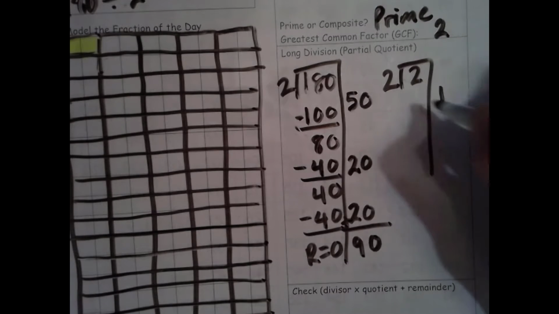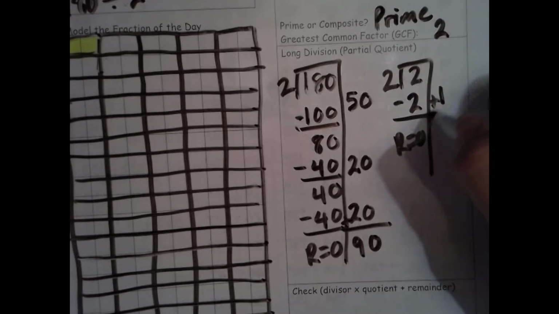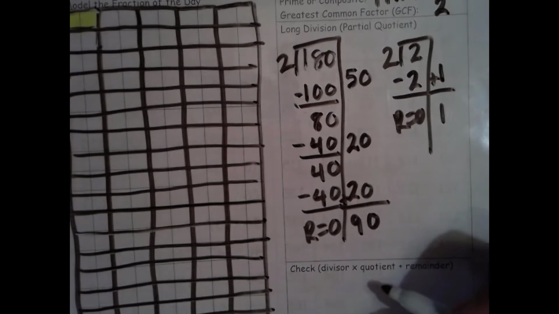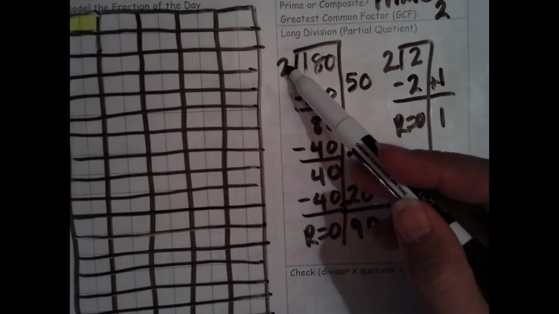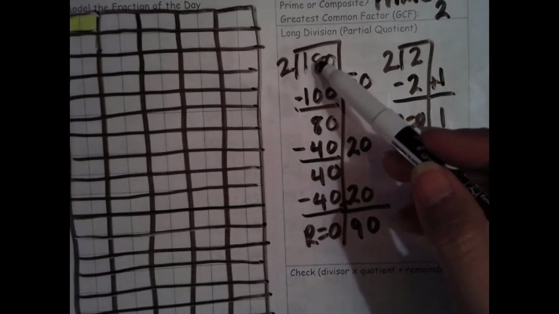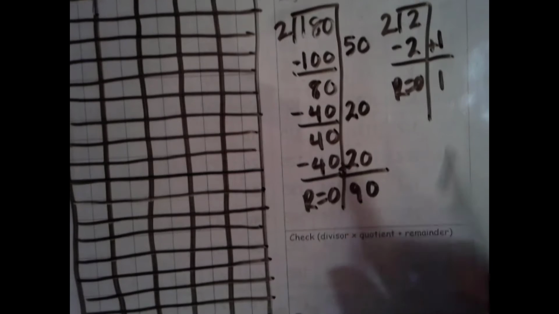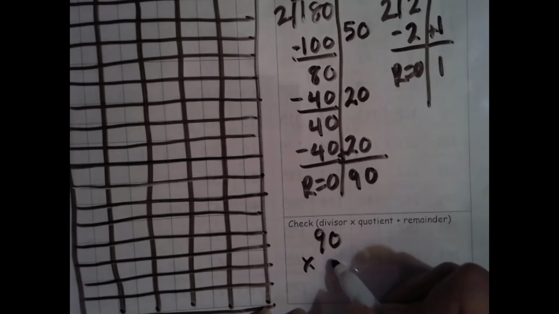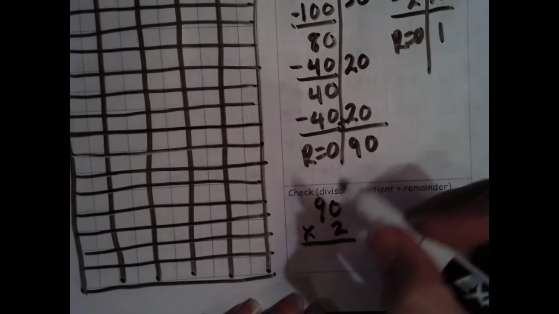And then over here, 1 times 2 is 2. Number's the same, zero is a game, and I get 1. So now I'm going to check. I always check my division. To do that, it's the divisor times the quotient plus the remainder, and then it should equal our dividend, what's in here. So 2 times 90 plus 0. But since I'm adding 0 and the identity property of addition says it's going to stay the same, I don't need to do it. It's not going to change my answer.